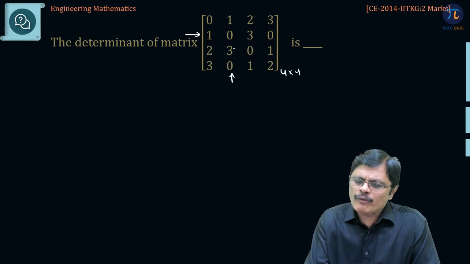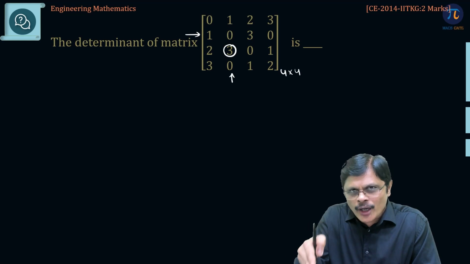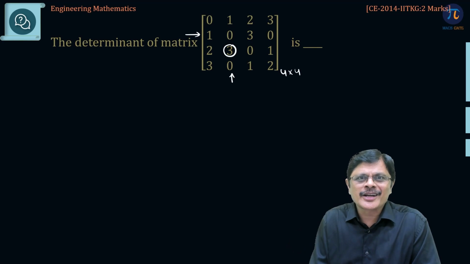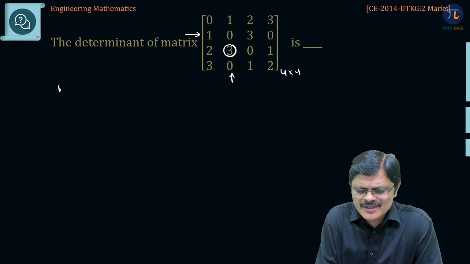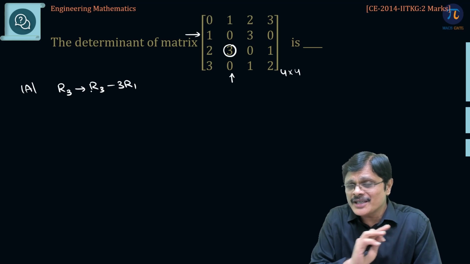If you want, you can make one more entry also 0. Try to make this 0. So this column contains 3 zeros, and we can expand along that particular column. So let us try that. What I do is R3 is R3 minus 3 times R1. By this, determinant will not change. When you want to find determinant, if you do strictly the third type of row operation, determinant will not change.